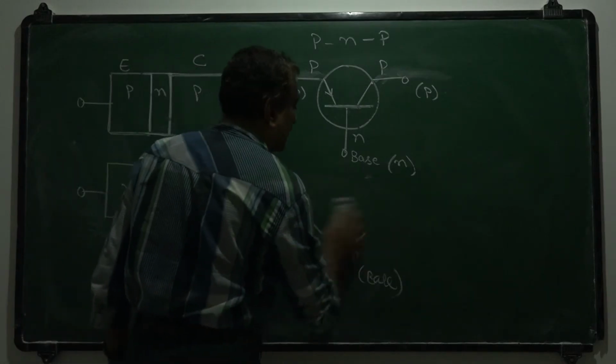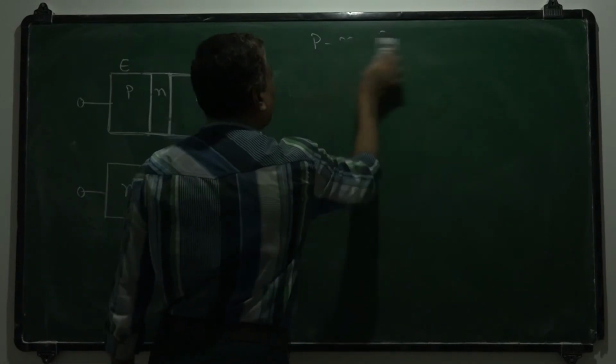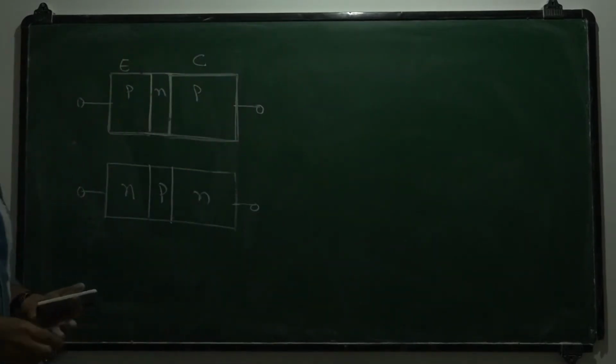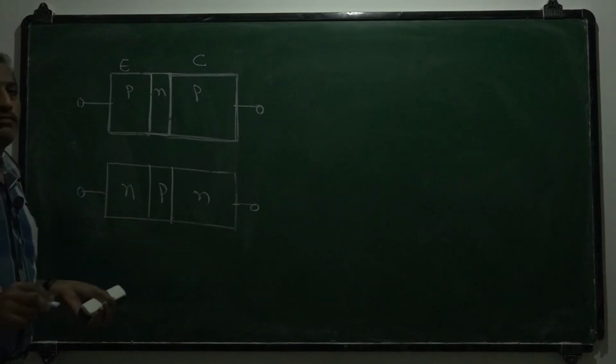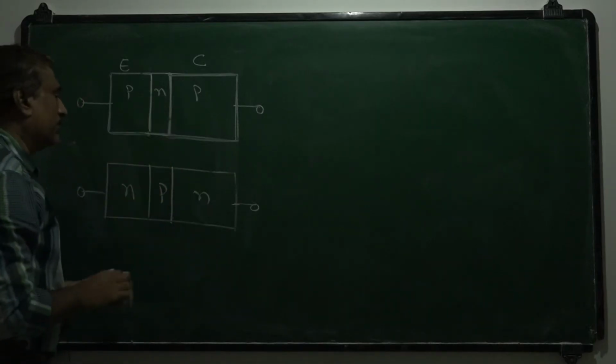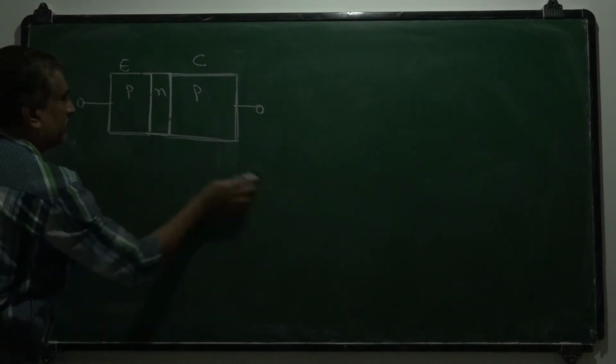Now, for the proper working of a transistor, here we have two PN junctions. Suppose you consider a PNP transistor like this.